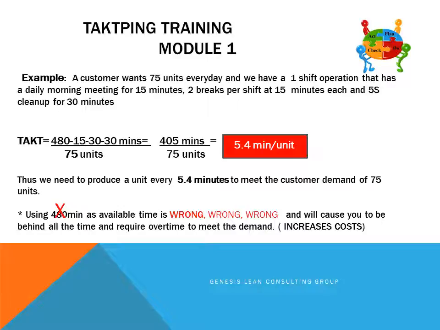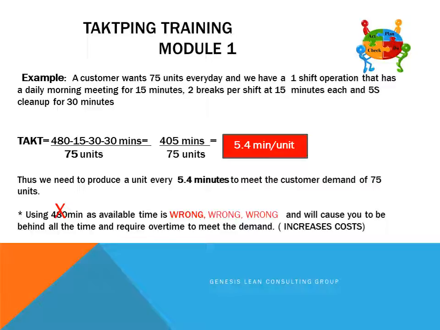So we take 480 minutes minus the 15 minutes for the morning meeting, minus the 30 minutes, which is the 2 breaks at 15 minutes each, minus our 30 minutes for 5S. So we come up with an effective 405 minutes per shift that we have to work with.